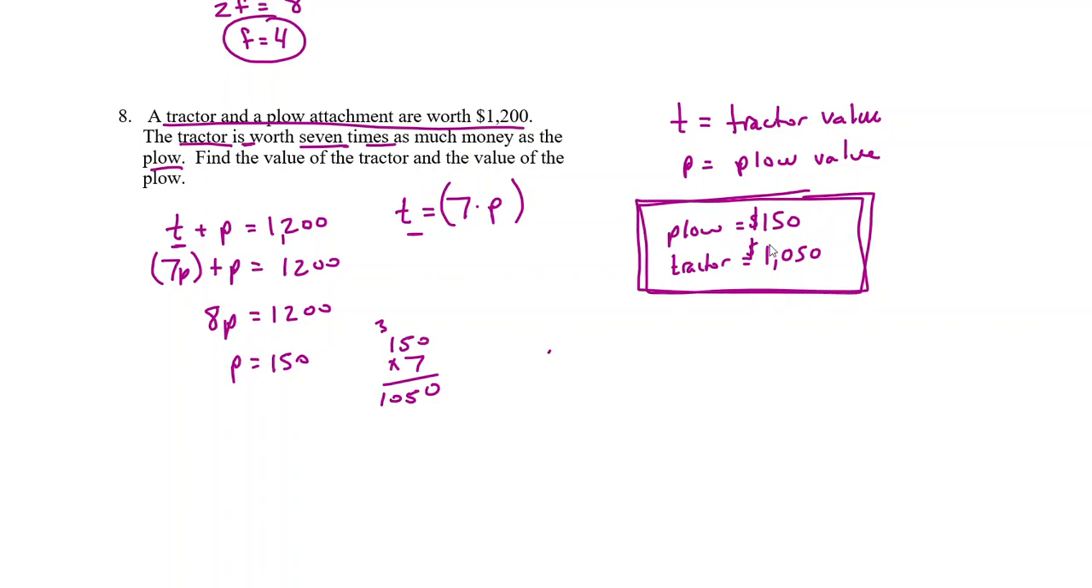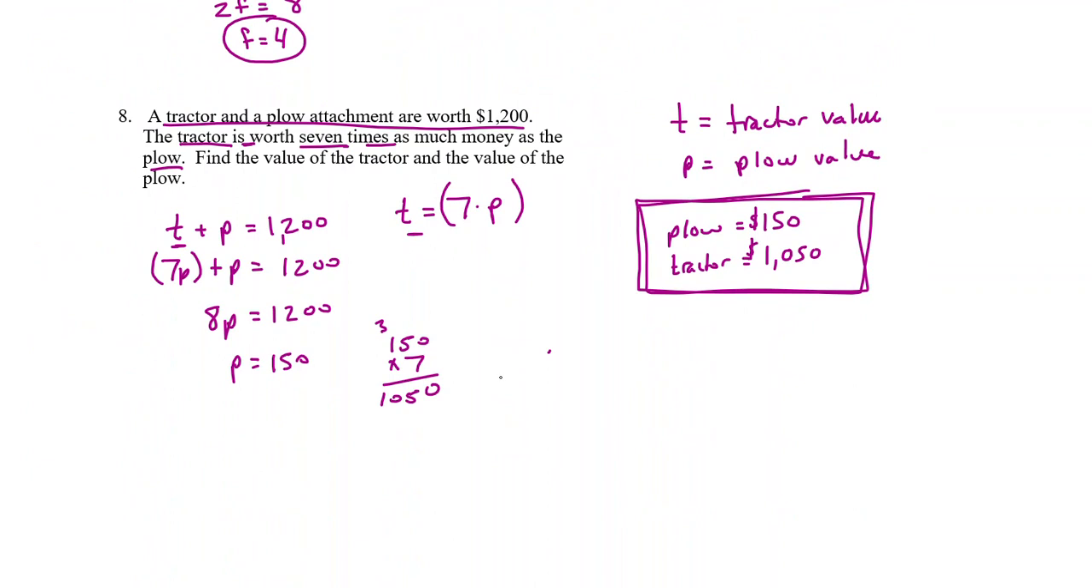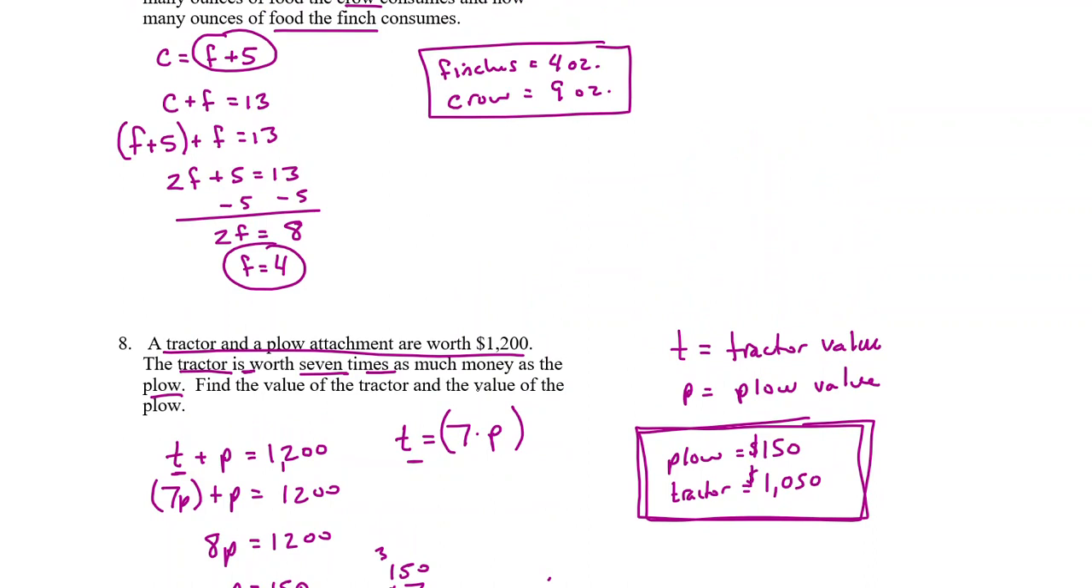And we'll just say again that when you answer a word question, you should give a word answer. And sometimes the word answer was a little bit anonymous. The unknown number is 7. But if the question is about specific things, plows, tractors, finches, crows, ounces, and dollars, then we need our answers to include that information.